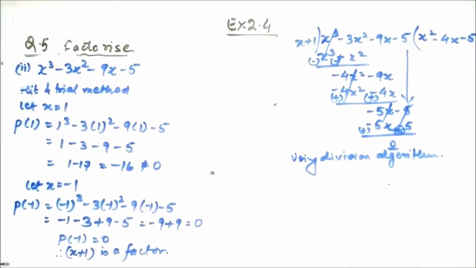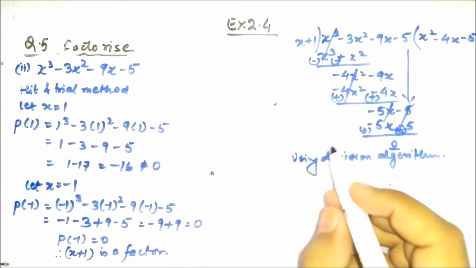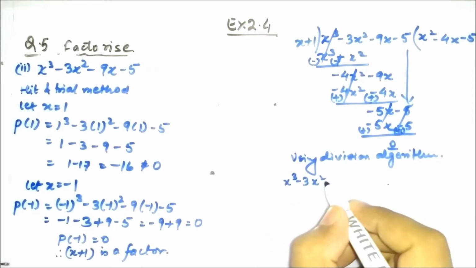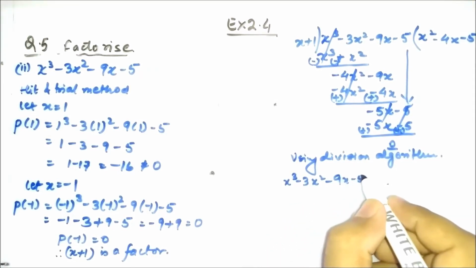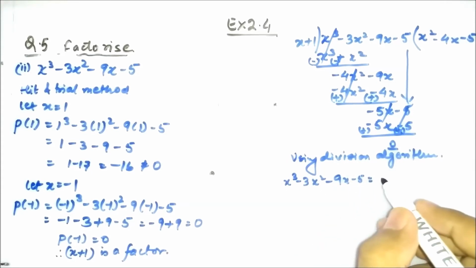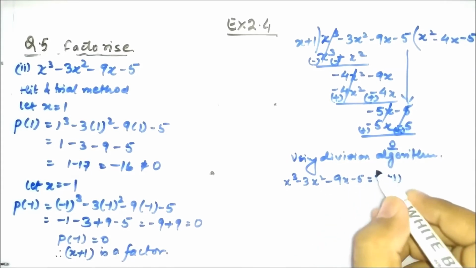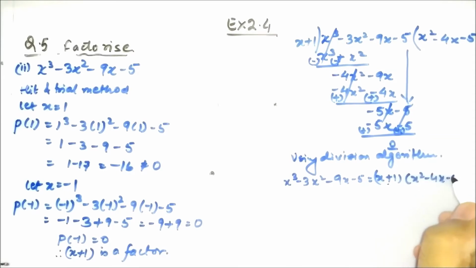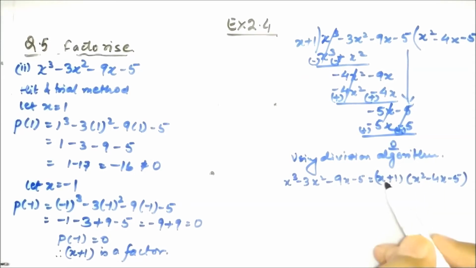What is the division algorithm? Dividend is equal to divisor into quotient plus remainder. So the dividend is x cube minus 3x square minus 9x minus 5. Dividend is equal to quotient into divisor, that is x square minus 4x minus 5. This is the divisor and this is the quotient. And plus remainder is 0, so I am not writing that.